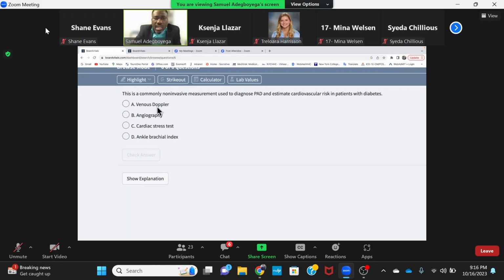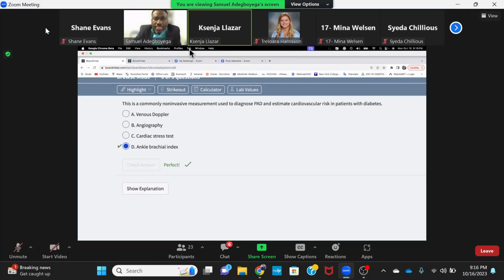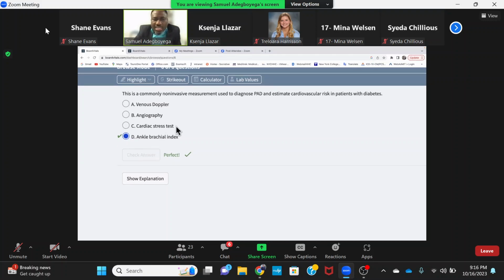So that's out. Angiography, invasive. Cardiac stress test doesn't do peripheral. Do you guys get why this is D? Does that make sense? Cardiac stress test will tell you if you have cardiovascular risk, that's true, but it has nothing to do with PAD. Angiography is invasive. Venous Doppler is for veins. So the only answer is ABI.